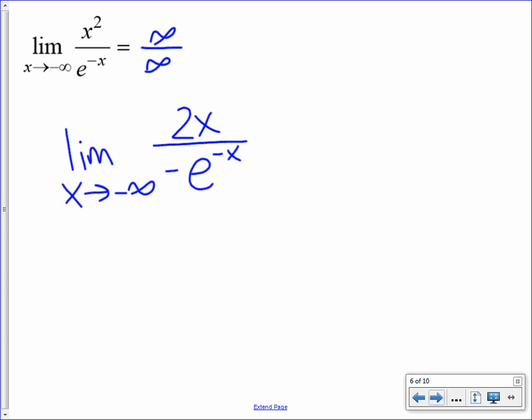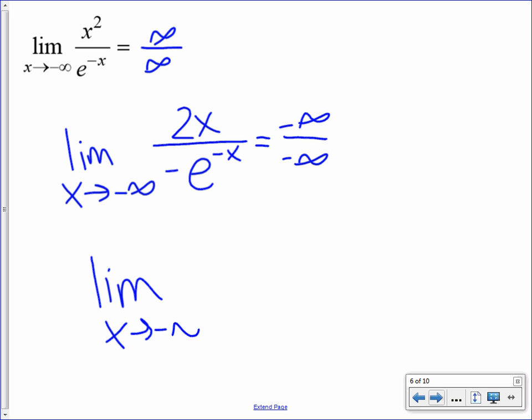Now let's evaluate this. It's negative infinity over... You take the second derivative. But that's also... No, it's not, because it doesn't matter if it's positive or negative. We have infinity over infinity. So what can we do now? Do L'Hopital's rule again. The limit as x approaches negative infinity. Derivative of the numerator: 2. Over negative e to the negative x.